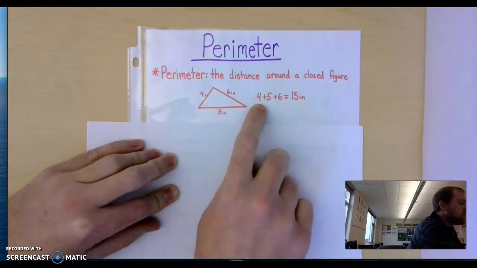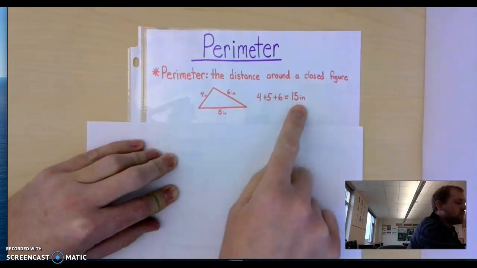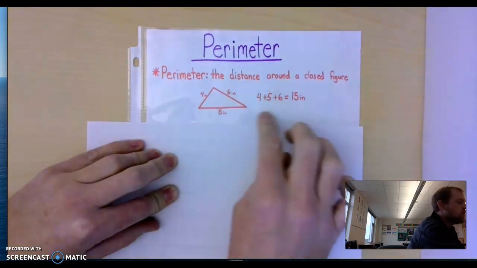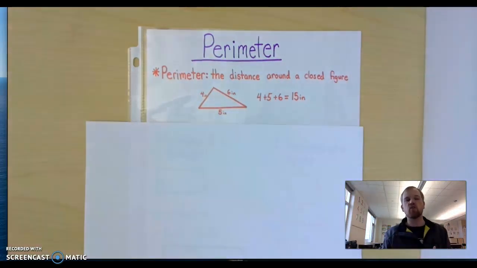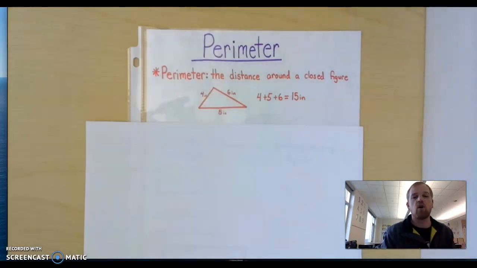So when we add those up, we get 4 plus 5 equals 9, 9 plus 6, 15 inches. So our distance around would be 15 inches. So that is our first way that we can solve it, strictly by going in and adding up all of the sides, by going around the shape and finding what all of the sides add up to.